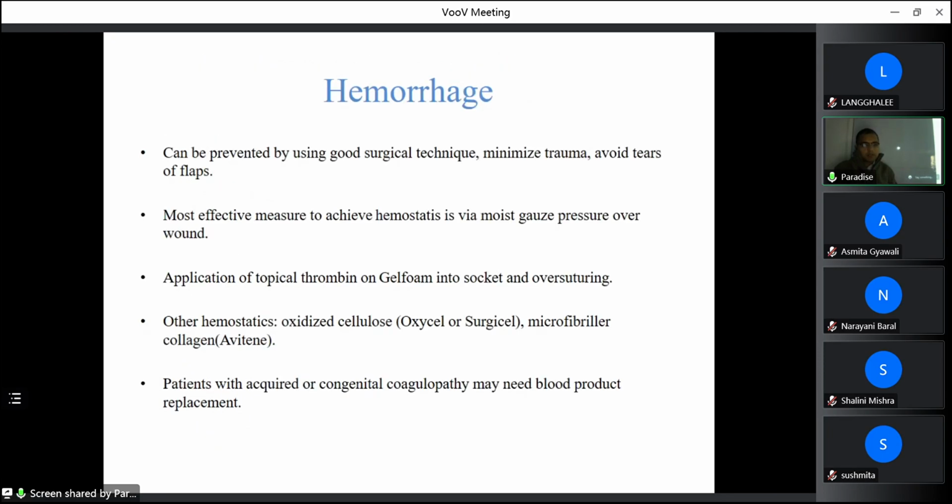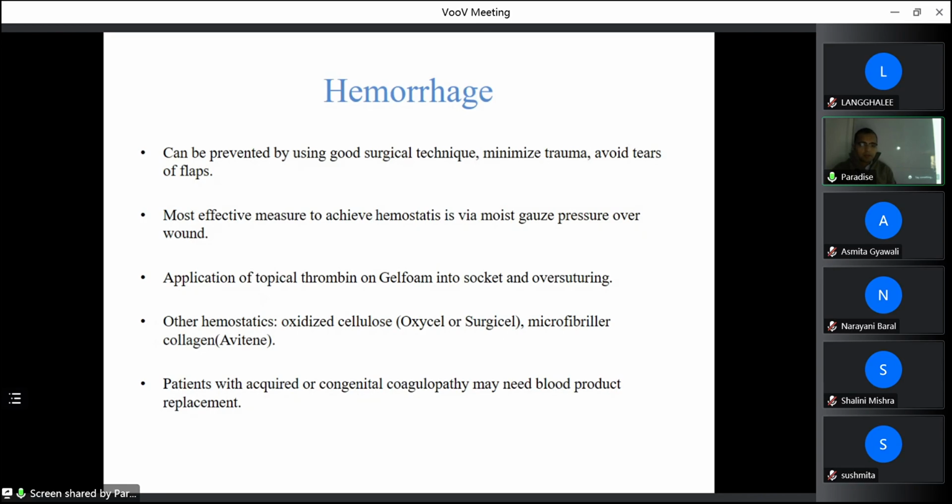Hemorrhage can be prevented by using good surgical techniques, minimizing trauma, and avoiding tears of the flap. If you tear the flap, there will be soft tissue bleeding. The most effective measure to achieve hemostasis is moist gauze pressure over the wound. That is the best technique to control bleeding from the extraction socket. And most of the time, you don't have to give any systemic drugs to control the bleeding.